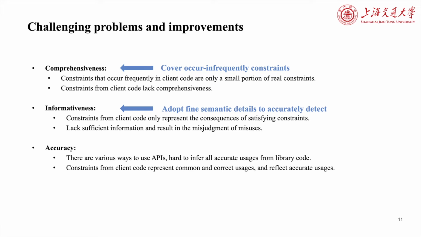Constraints from library code can lead to many false positives because there are various ways to use APIs, and it's hard to infer all accurate usages from library code. So we also mine constraints from client code, which represent common and accurate usages.